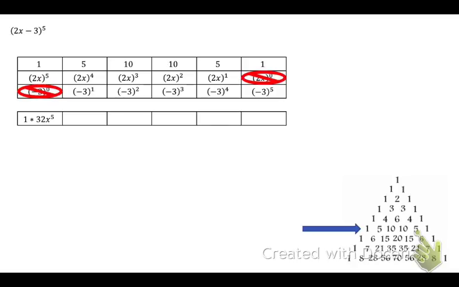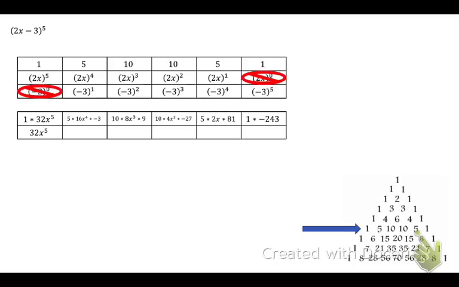So 2 to the fifth power is 32, x to the fifth. 5, 2 to the fourth power is 16, x to the fourth. Negative 3 to the first power is negative 3. 10, 2 to the third power is 8, x cubed. Negative 3 squared is 9. Then 10 times 4x squared, negative 3 cubed is negative 27. 5 times 2x and negative 3 to the fourth is 81. And then negative 3 to the fifth is negative 243.